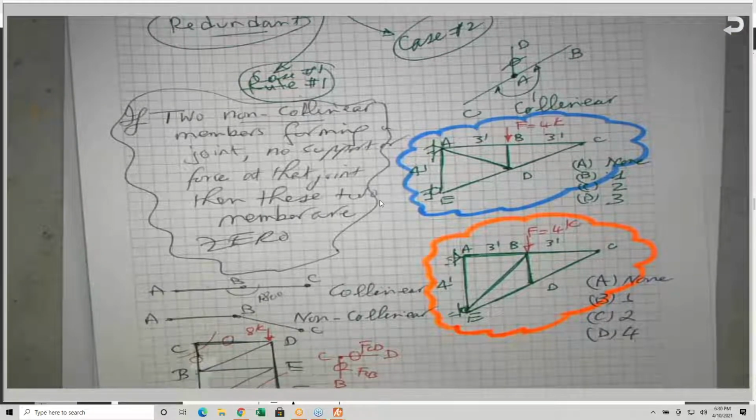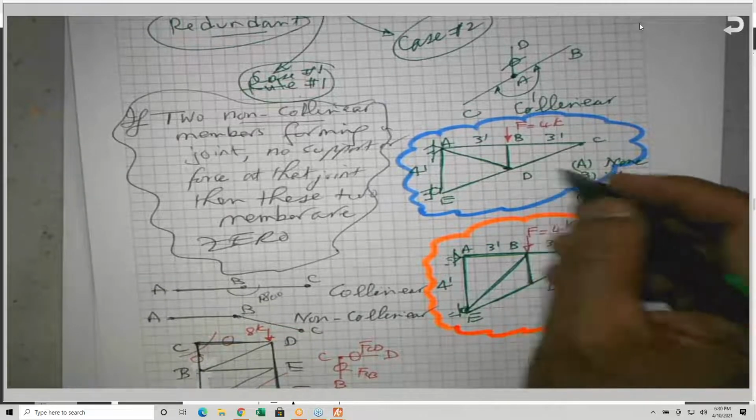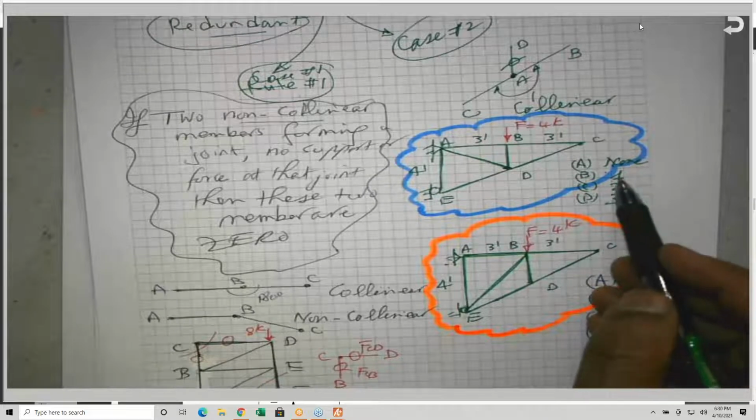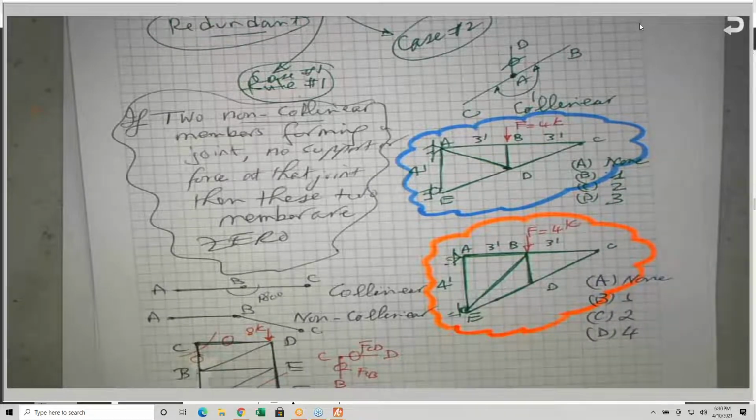Okay, 2, 2, 3. Okay, so the blue 2. Let us vote on the orange, the blue first. So let us look here for this blue truss, the blue one. How many? None, or 1, or 2, or 3.